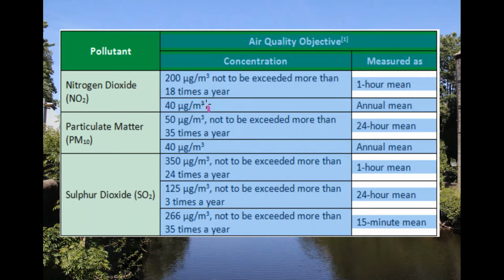In order to make sense of the local air quality data, we need to know what the air quality objectives are in Calderdale. Here we can see that currently the objective for NO2 is an annual average figure of 40 micrograms per cubic metre. The objective for PM10 is also 40 micrograms per cubic metre.